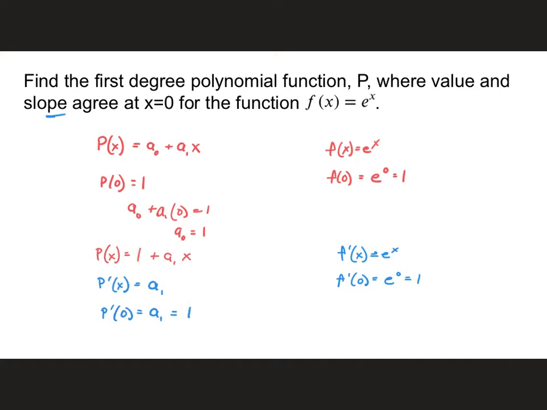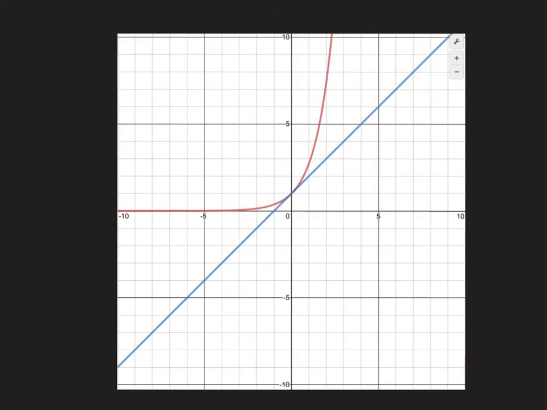And I got it. So at the end of this problem, my first-degree polynomial function, where the value and the slope agree at x equals 0, will be p of x equals 1 plus 1x, or just plain old 1 plus x. Now, I know what you're saying. The line 1 plus x is nothing like the equation e to the x. But that's not really exactly the point we're going for. I'm looking at the point x equals 0, or c equals 0, however you want to view that. And I'm saying at that point, the value is the same and the slope is the same.